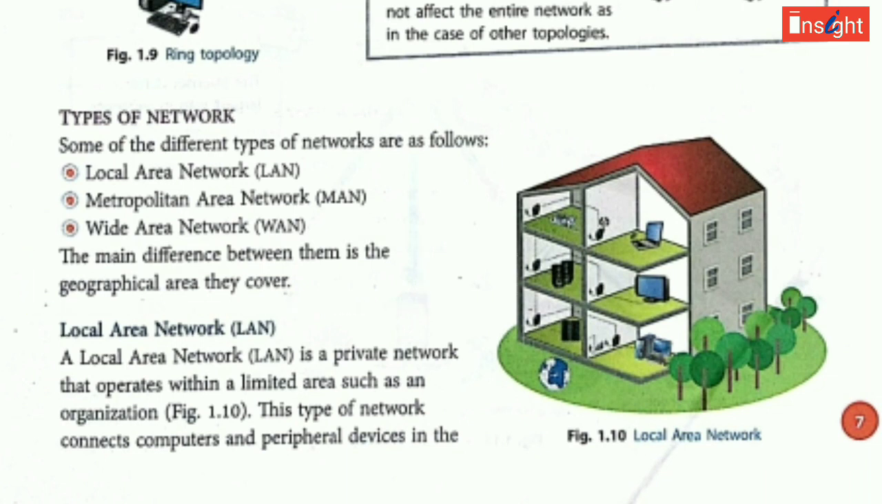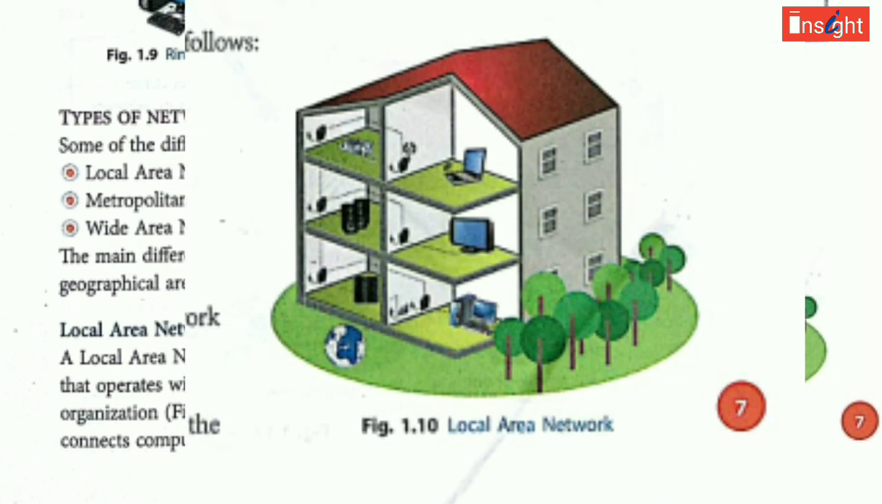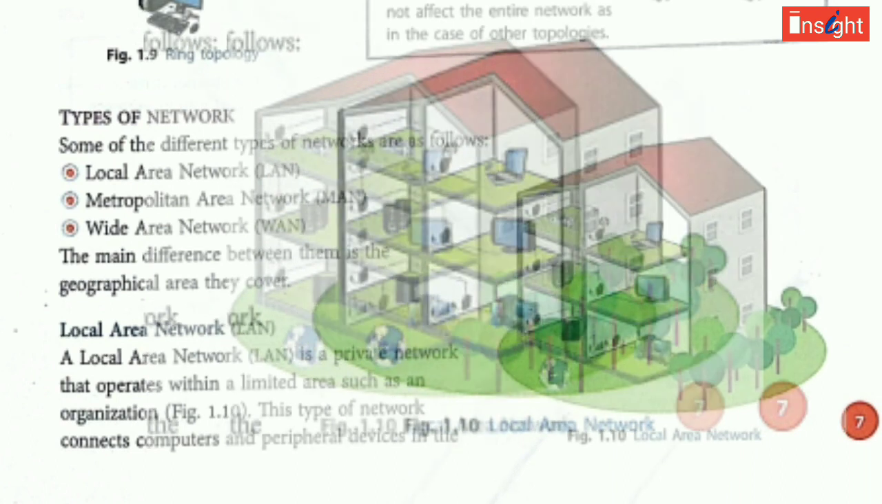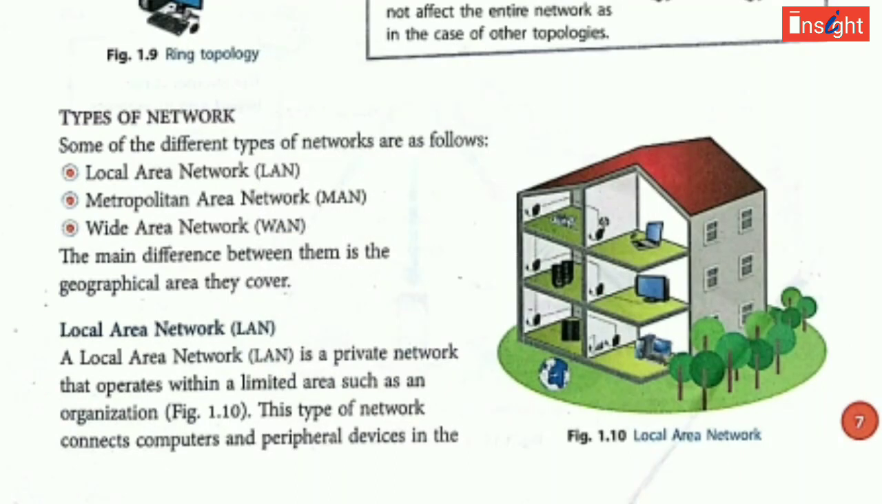Now let us see what is a LAN, local area network. A local area network is a private network that operates within a limited area such as an organization. This type of network connects computers and peripheral devices in the same office or building. This type of network are widely used in schools, universities and offices. Since LANs cover small areas, cables or low power radio signals are used for communication.